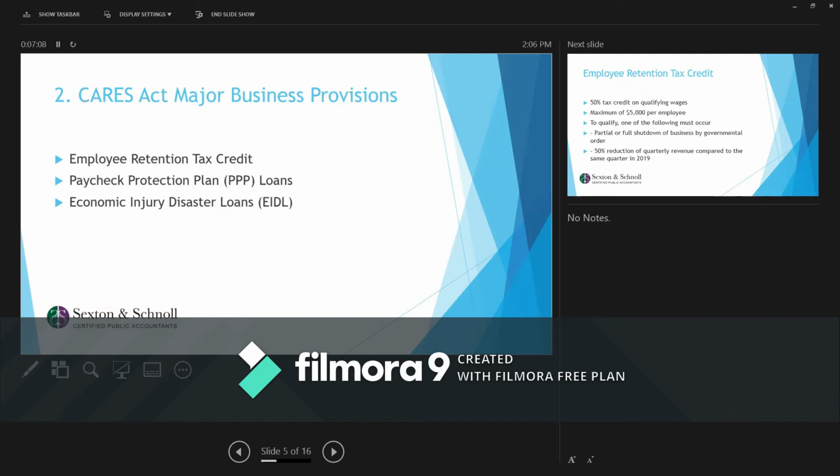So the employee retention tax credit is available to businesses and nonprofits that have been severely harmed by COVID-19. The PPP loans are available to businesses and nonprofits with under 500 employees. And the economic injury disaster loans are available to businesses that can demonstrate significant harm from COVID-19.